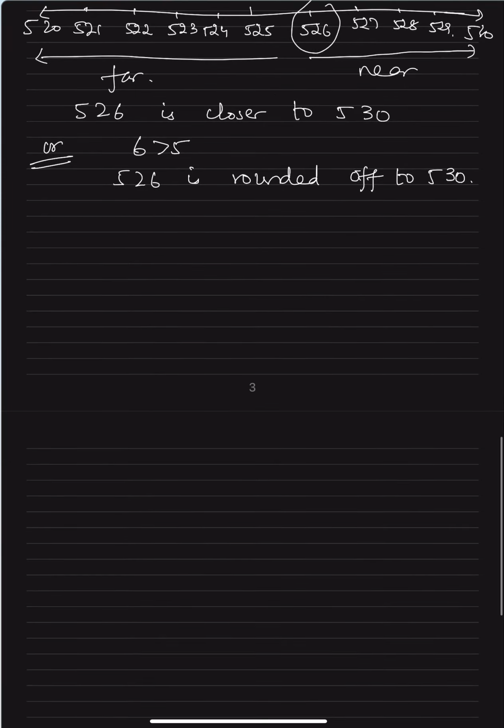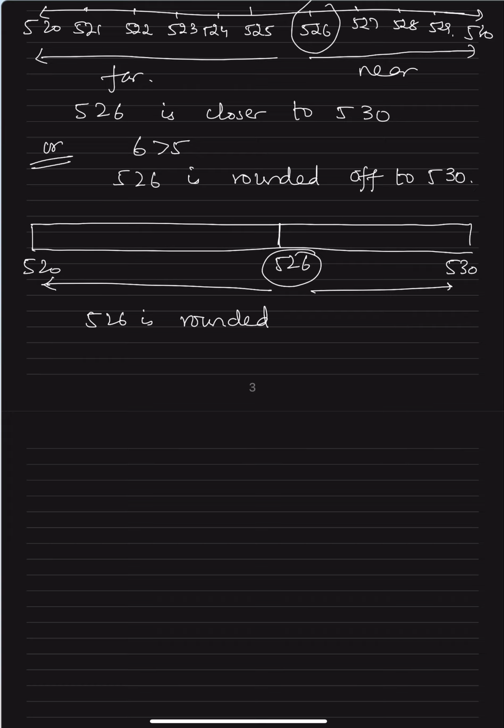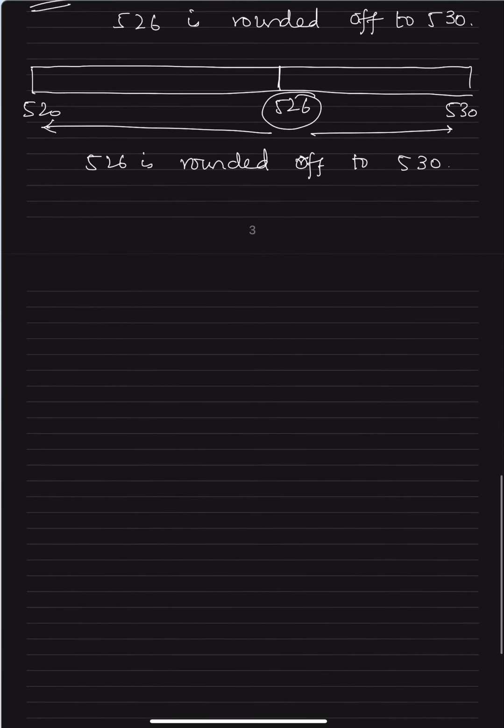You can also think of the number bar. Like this you can draw a bar, the same markings, 520 to 530. Somewhere over here you will get 526. Okay, so the same thing, but you can draw it in a bar form. And again we can say that 526 is rounded off to 530.